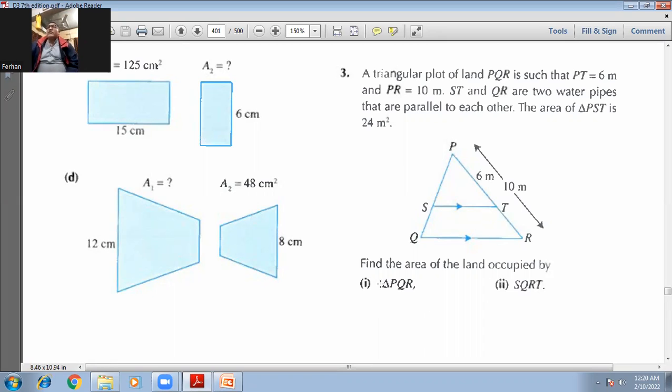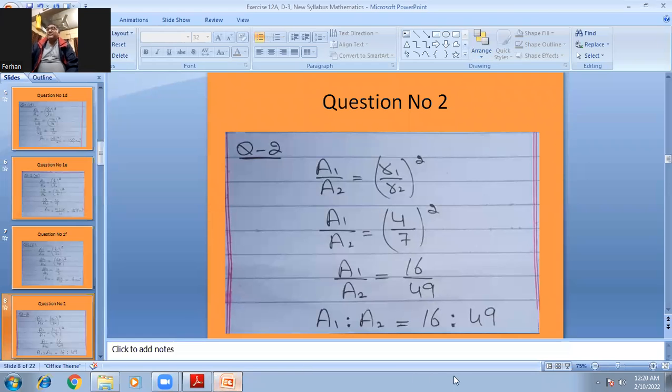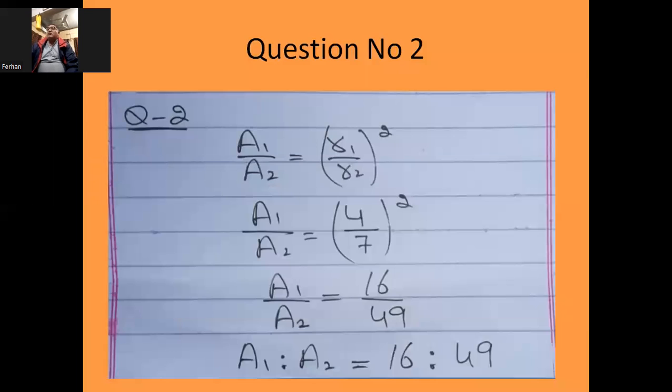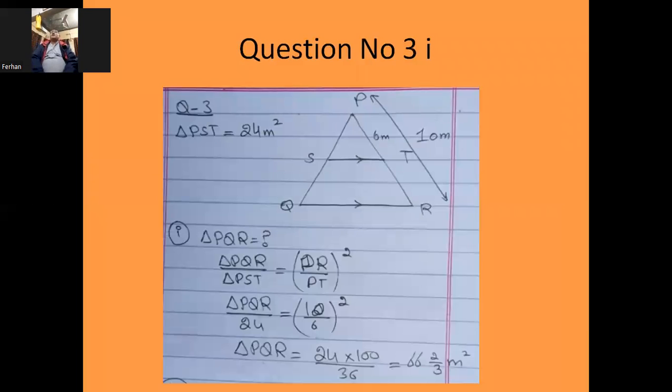Okay, so we have to find, because these two triangles are similar to each other, this side of the small triangle is 6 meter and this side of the large triangle is 10 meter. So the area 1 by area 2, you can apply that formula. Okay, so here we go.